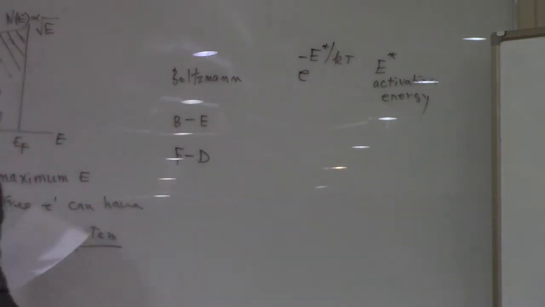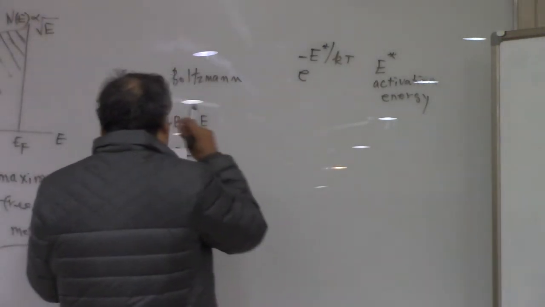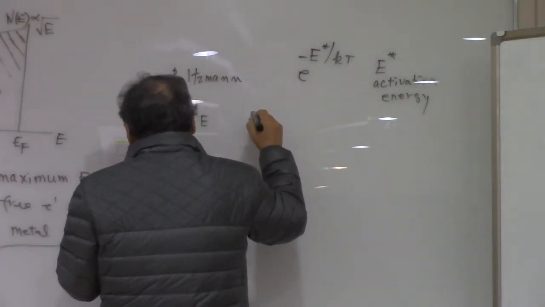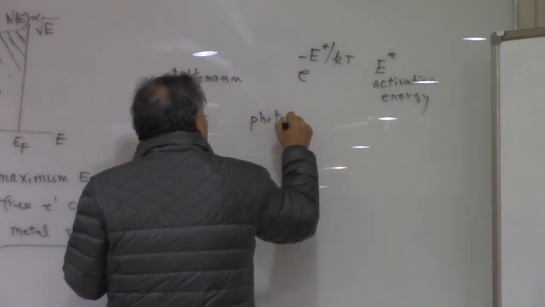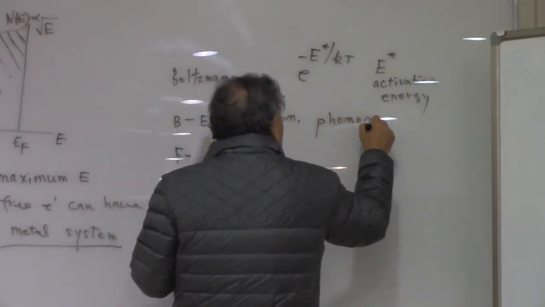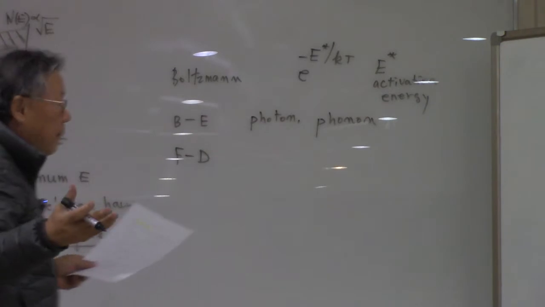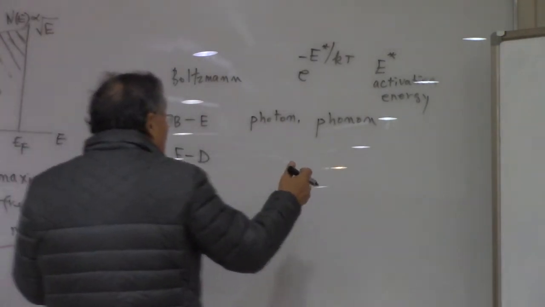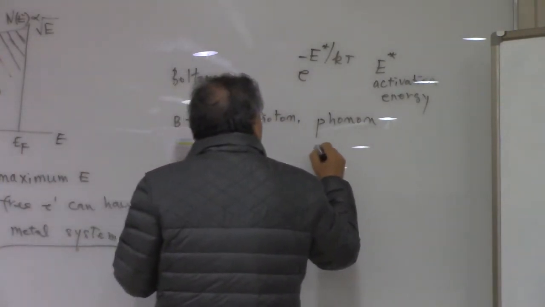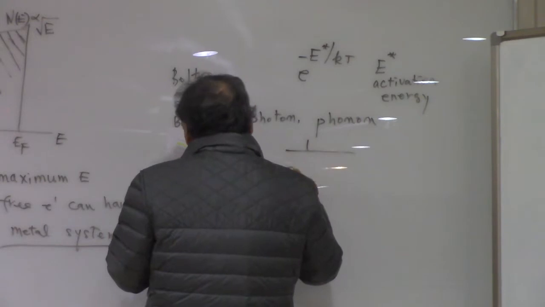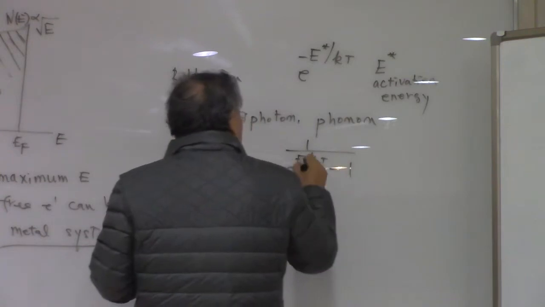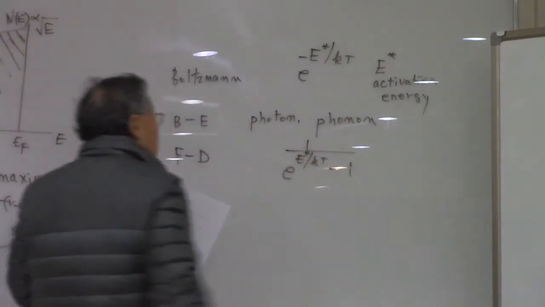Okay, and the Bose-Einstein is a little bit different. And this will be applied for the photons, the light particle, phonons, the lattice wave particle or picture of the lattice wave. It is applied to the Bose-Einstein, and then the probability itself is going to look like this: e to the E star over KT minus 1, okay?